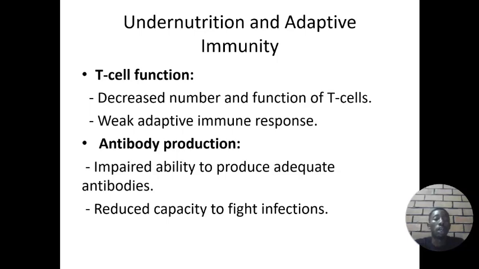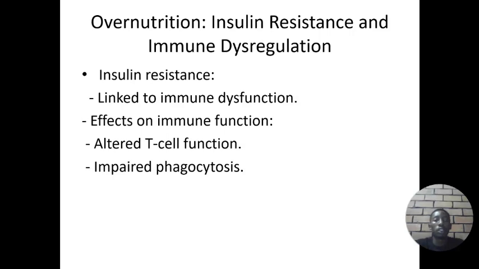And about antibody production, when there is undernutrition, as you know, zinc is used in the production of antibodies. When there is a deficiency of that nutrient, there is an impaired ability to produce adequate antibodies and a reduced capacity to fight infection.